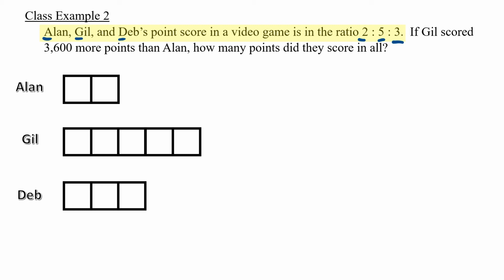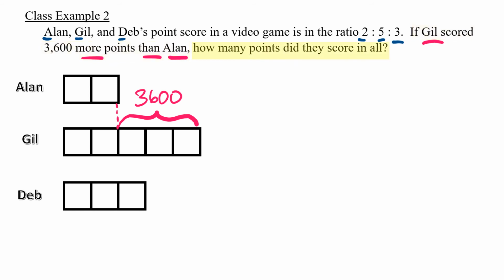Because on the next sentence it says Gil scored 3,600 more points than Alan. So if I just look at Gil and Alan together and ignore Deb, just look at the Gil and Alan bars, and it's saying that Gil scored that many more points than Alan. So that would mean, here's where they line up. Alan has 2 units and Gil has those 2 units, but then Gil has 3 extra units, and those 3 extra units are where that 3,600 points goes, right?